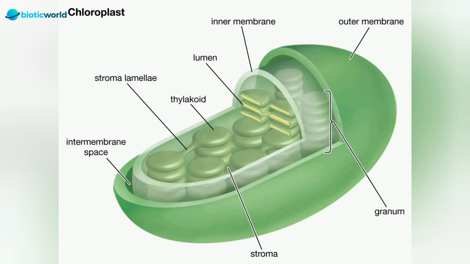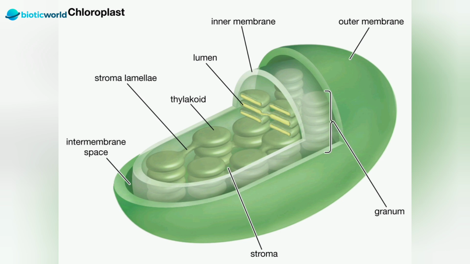Next is the stroma. The stroma is the fluid filled space inside the chloroplast. It's not just empty, it's where the Calvin cycle occurs, converting carbon dioxide into glucose. It also contains chloroplast DNA, ribosomes, and enzymes that support various metabolic functions.